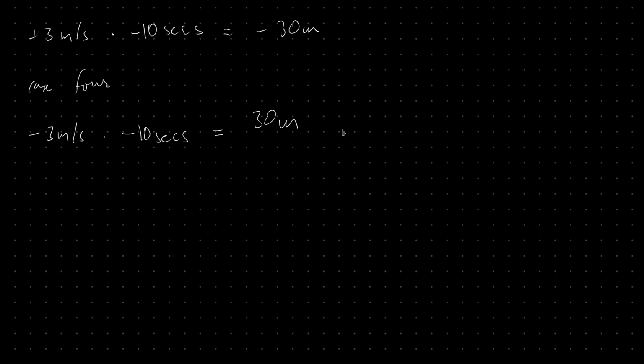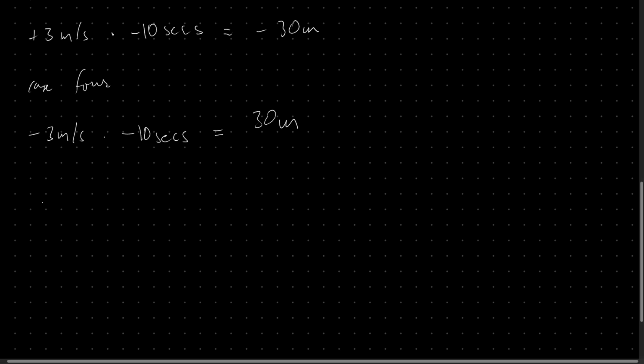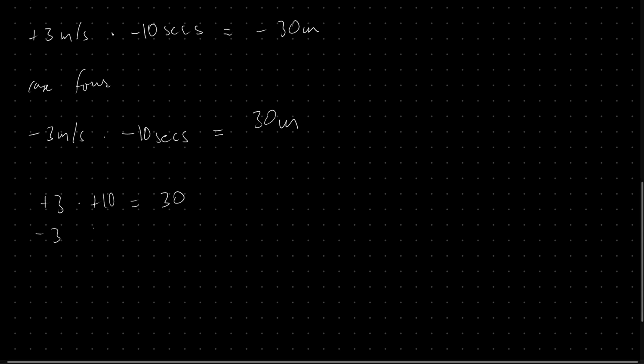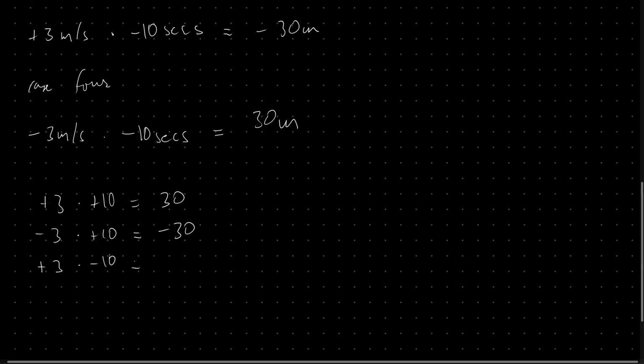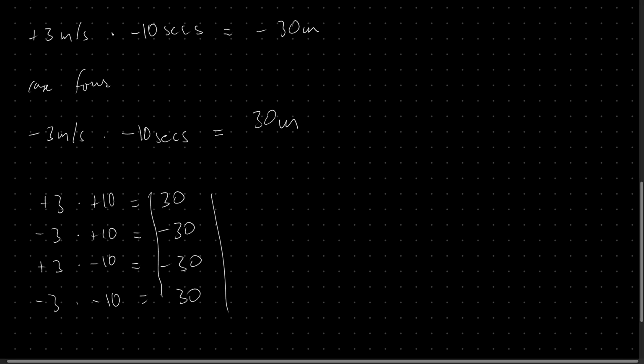Let's all put this in a table, without the units. So plus 3 times plus 10 is equal to 30. Negative 3 times positive 10 is equal to negative 30. Positive 3 times negative 10 is equal to negative 30. And negative 3 times negative 10 is equal to 30. The answers here all look nice and symmetric, as it should be.